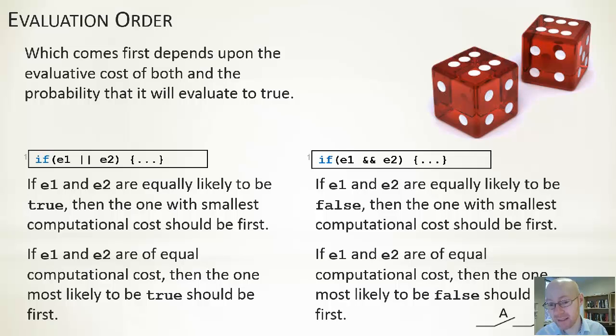If E1 and E2, so in this case, if we're thinking about the two conditions, and they're equally likely to be false, because false is the desirable condition here in terms of getting an early out in their evaluation. So if they're equally likely to be false, then the one with the smallest computational cost we put first. And if they are of equal computational cost, then the one that is most likely to be false, the thing that will break us out of the evaluation, we put that first of all in our AND statement. And again, this scales up to A and B and C and D, so you can rearrange things in a way so you try to optimize or to have the quickest evaluation of that overall expression.